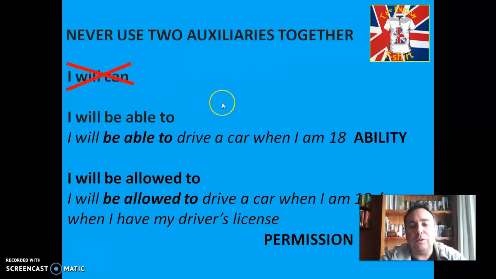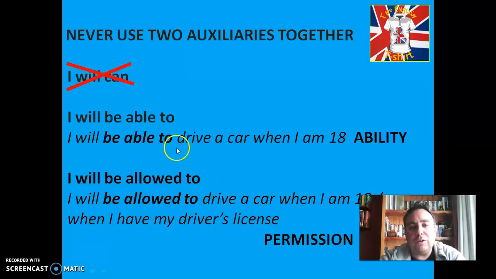We have to turn to substitutes. So we are going to talk about substitutes when it's not possible to use two auxiliaries together. For instance, regarding ability, if I want to say yo podré regarding ability, we use be able to. I will be able to drive a car when I am 18.